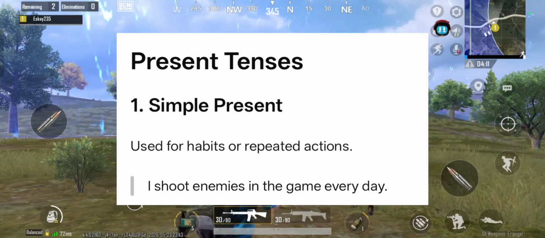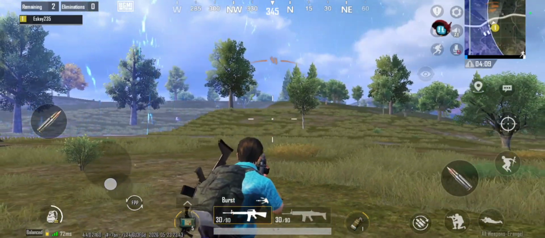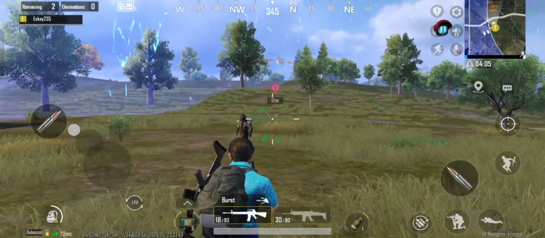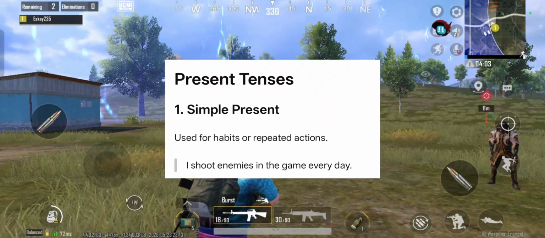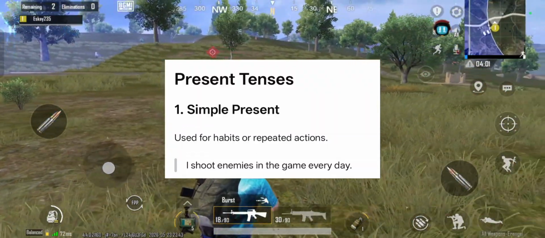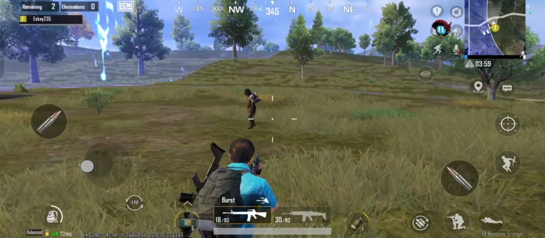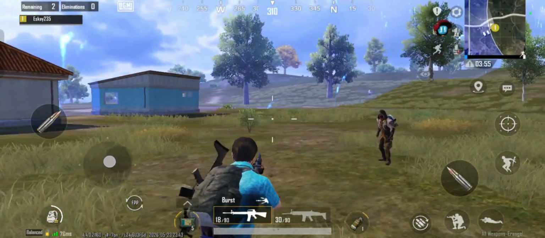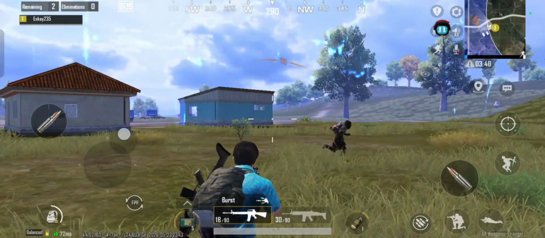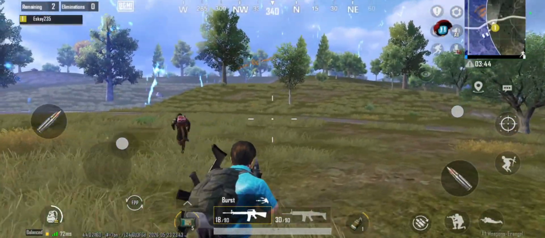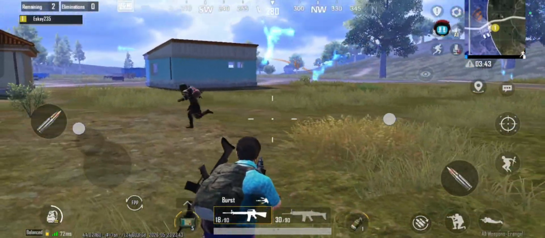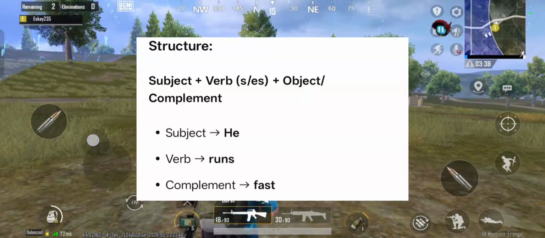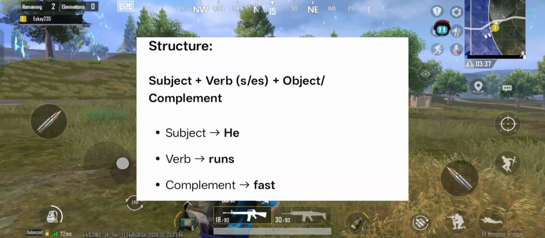So in the gameplay we can see I shoot enemies in the game. So I is the subject, shoot is the verb 1, enemies in the game. It's a habitual action. I do this almost every day. Another example is he runs fast. So you can see a person running fast. So he runs fast. That's in his nature. So that will be another example of simple present tense.